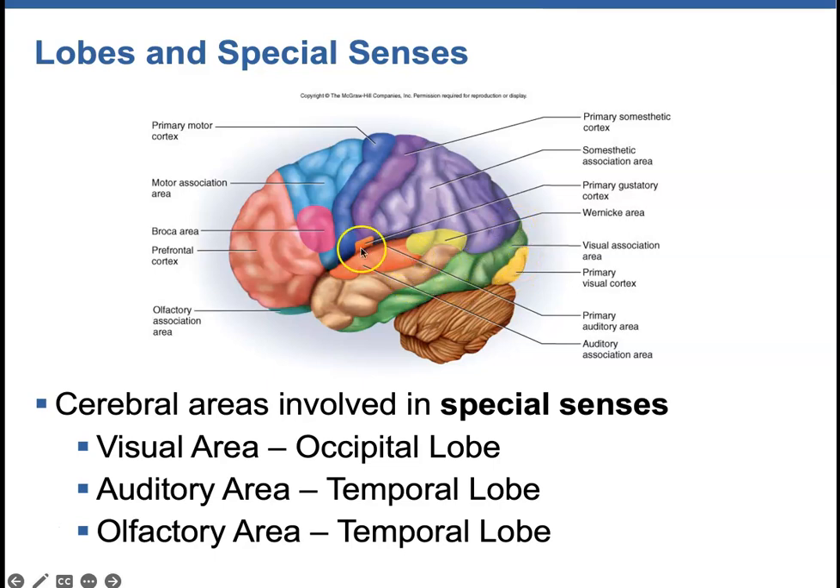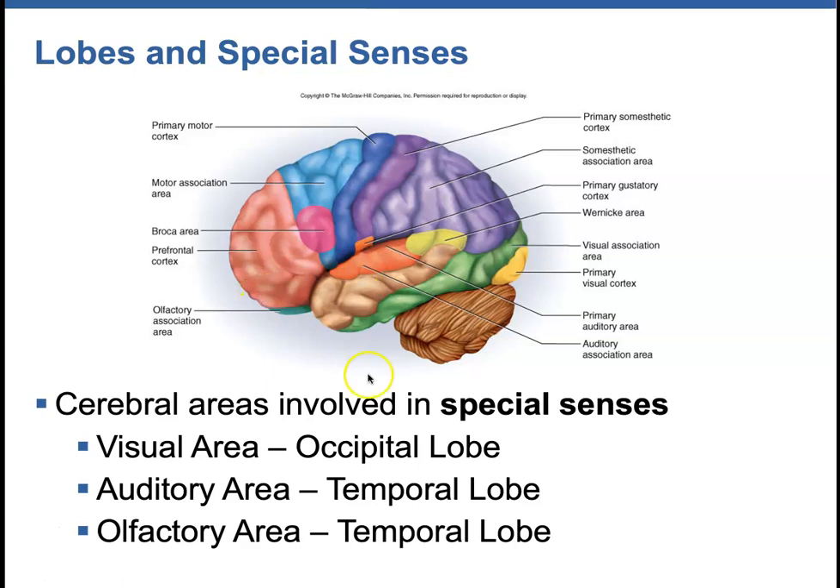Then the auditory area is really right here in the temporal lobe, and this is where we actually hear, right, where the sound comes in. And if you're able to hear, this is where you hear. And then right here, this little area that's called Wernicke, we'll see that in a little bit, this is where you actually make sense of what you heard, right? This is where you understand words.